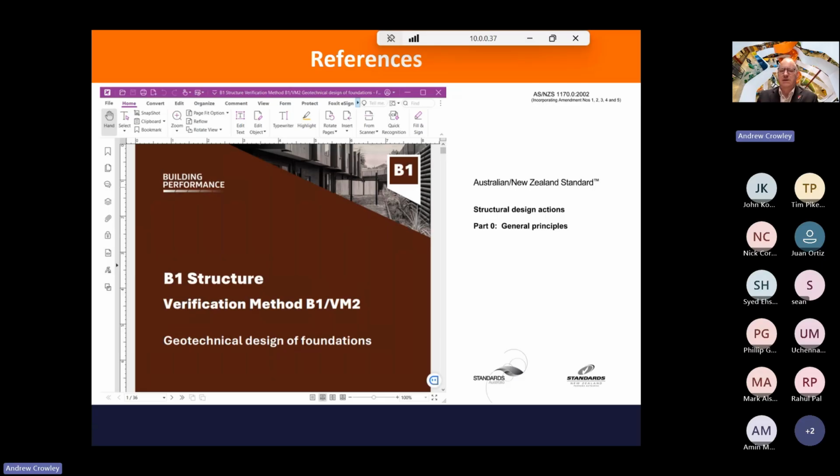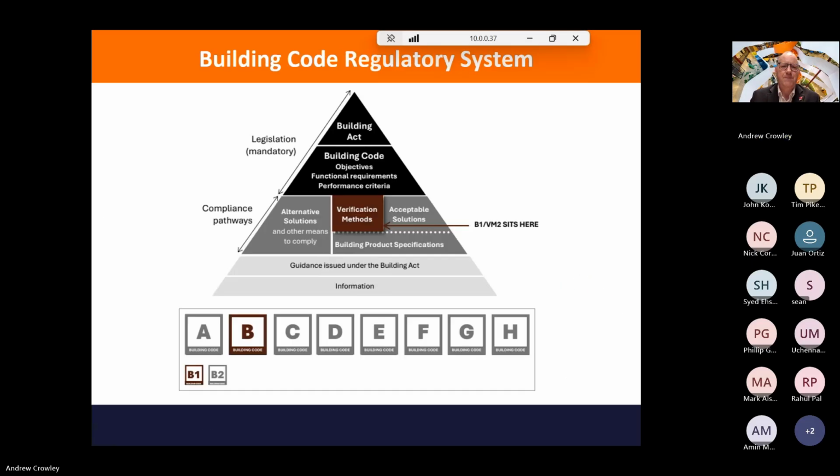Now, I say mostly because they've missed a bit out at the end. They haven't provided the examples that the previous edition did. And also to hand, you should have the loading code. So it's NZS 1170 and the various parts of that. So this code, VM2, is deliberately designed to be used with NZS 1170.